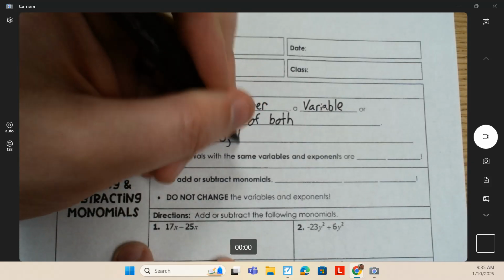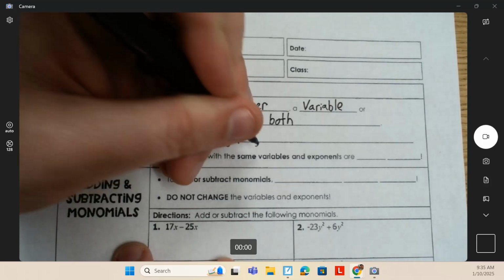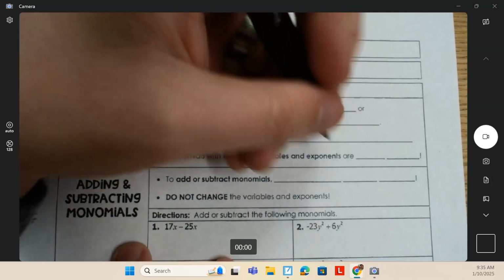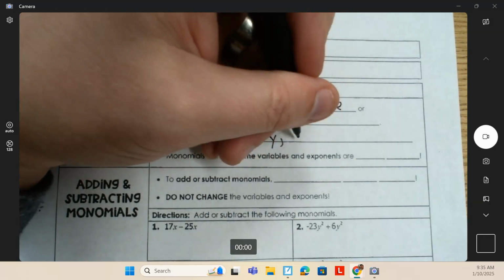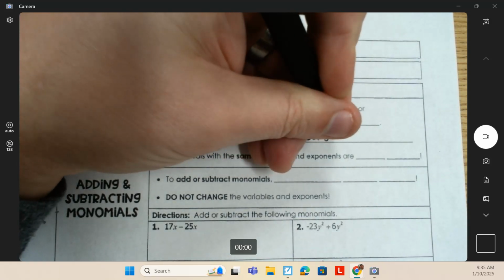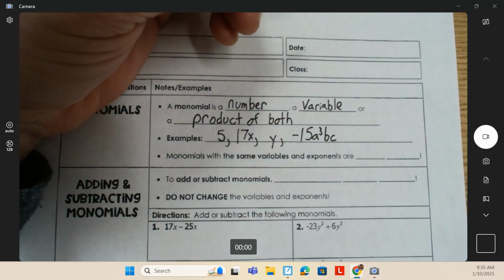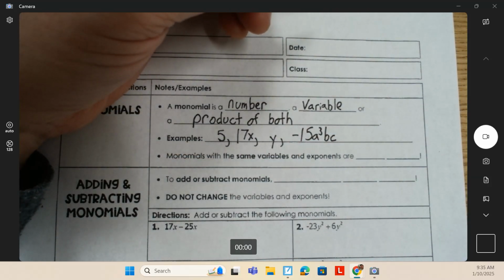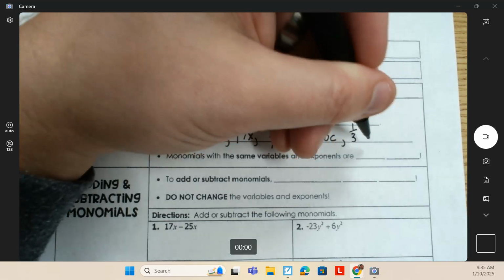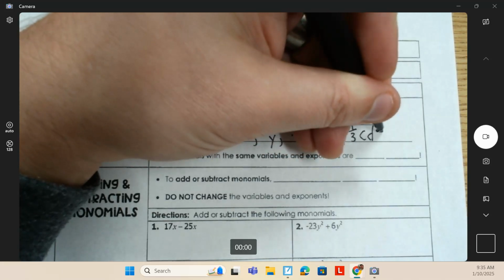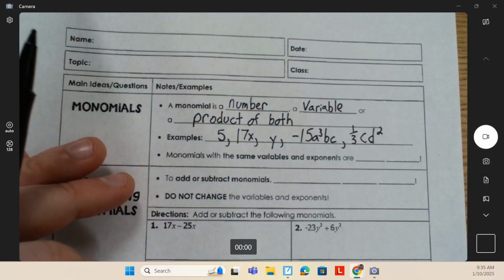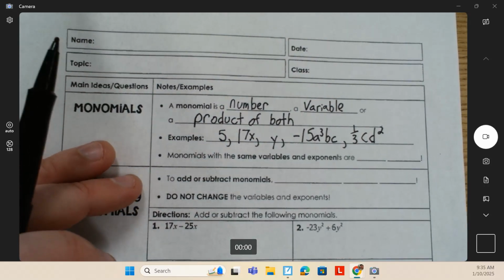Or you had like 17x, or just y. You could get as complicated as doing something like negative 15 a to the third bc. So all those would be considered monomials. I even got an example down there of a fraction one, so 1/3 c d squared. So it's basically a string of variables and numbers all multiplied together.